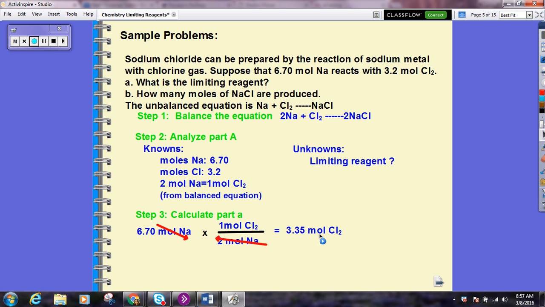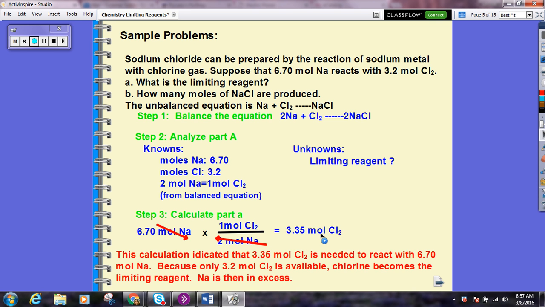So let's go see what we can do with this. This calculation indicates that we need 3.35 moles of chlorine to react with that whole amount of 6.70. But we don't have that much. So we only have 3.2. Because we only have 3.2 of chlorine, we know that chlorine becomes the limiting reagent. We have more sodium than what we need, so that becomes in excess.